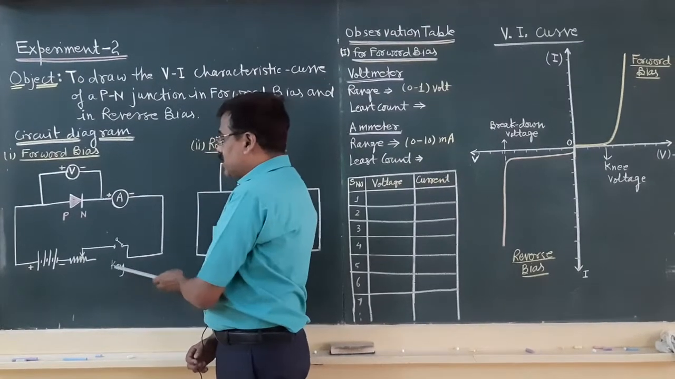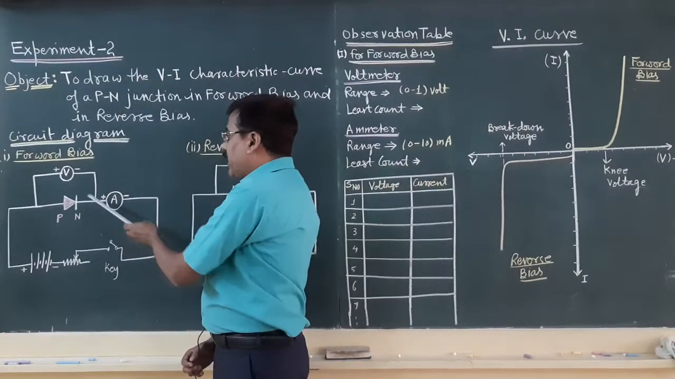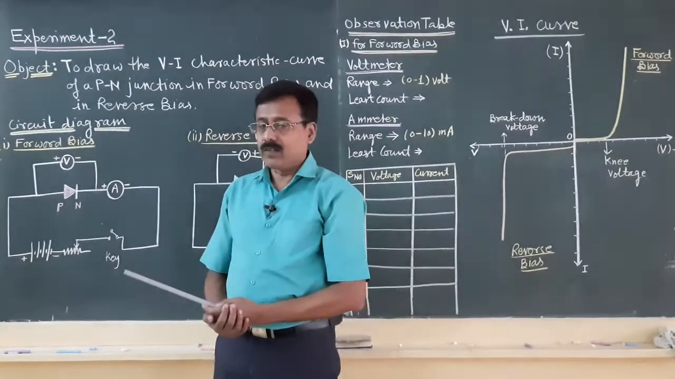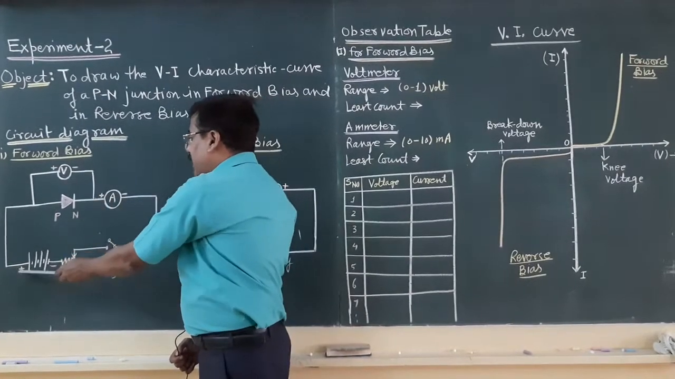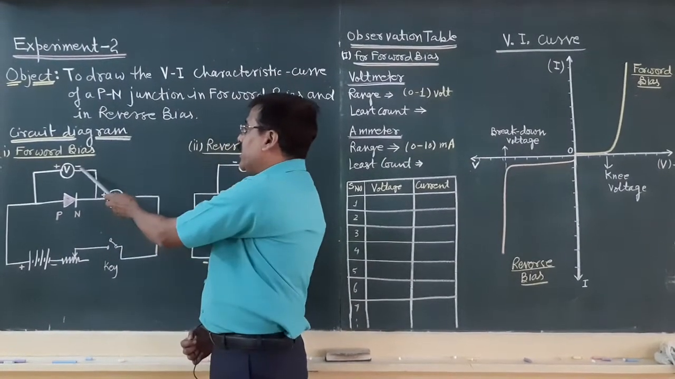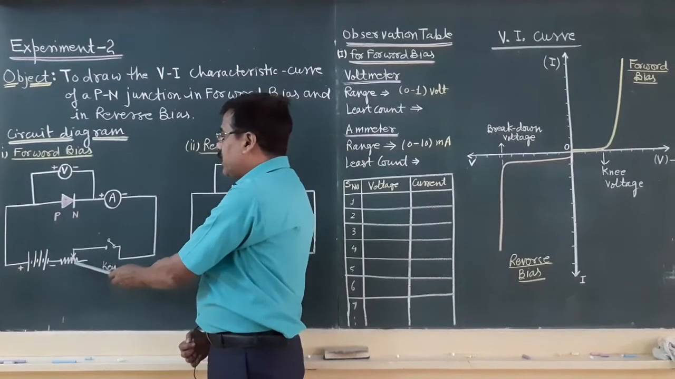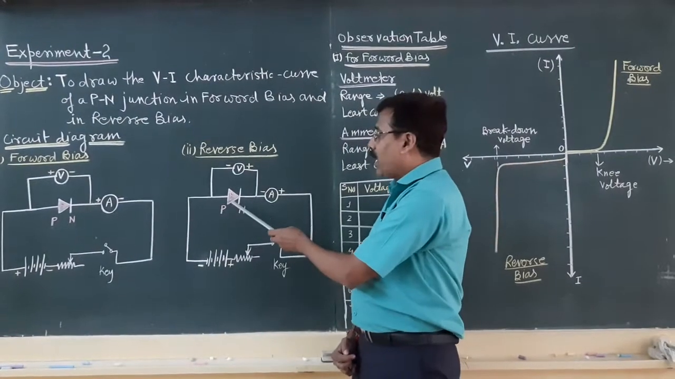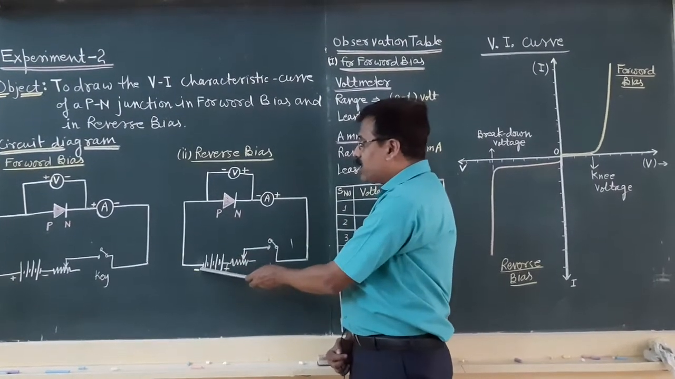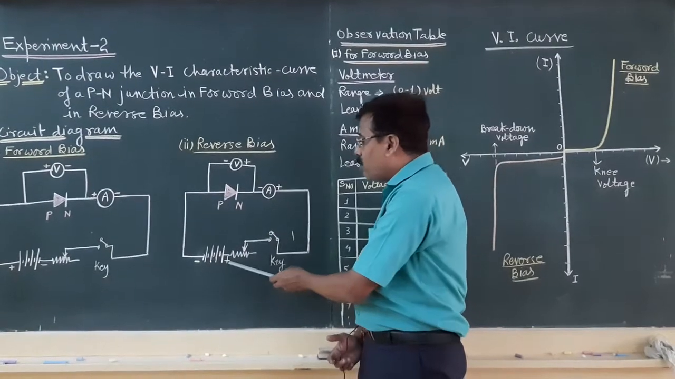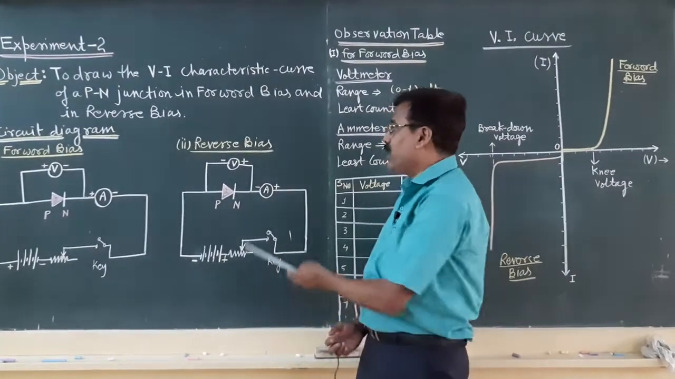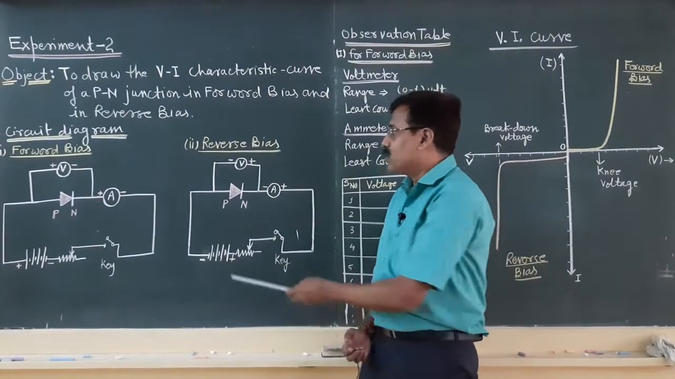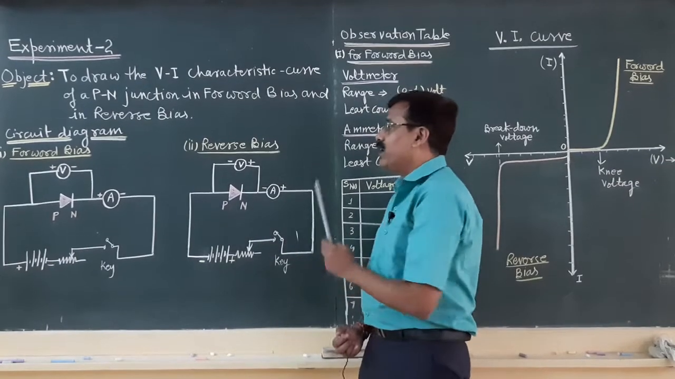This is the rheostat, this is the key. Voltmeter and ammeter are required in parallel and in series respectively. The positive of the voltmeter is connected with the positive of the supply, the negative of the voltmeter with the negative, and similarly for the ammeter. And for reverse bias, you have to connect the P section with the negative of the supply and the N section with the positive of the supply, and accordingly the polarity of the voltmeter and ammeter will be changed. So these are the circuit arrangements for forward and reverse bias.